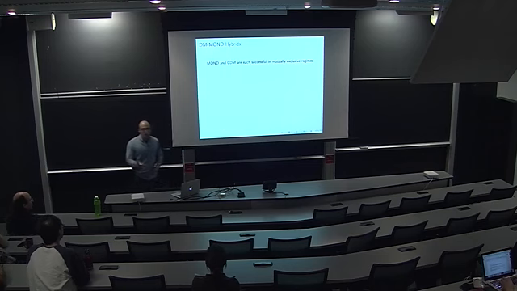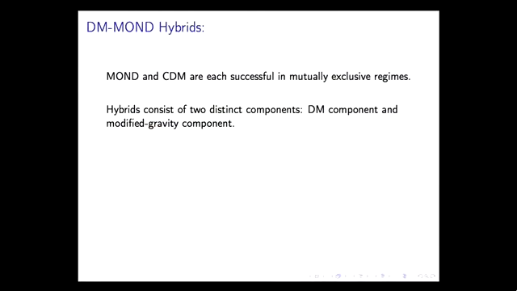The observation that MOND and CDM are so successful at mutually exclusive scales, basically different regimes, has led people to think about some kind of hybrid models. By hybrid, what we usually mean is that we have a dark matter component plus a modified gravity component. Dark matter will be responsible for getting the large-scale physics right, and the modification of gravity will kick in at galactic scales and give us flat rotation curves and avoid, hopefully, the cusp problem and so on.